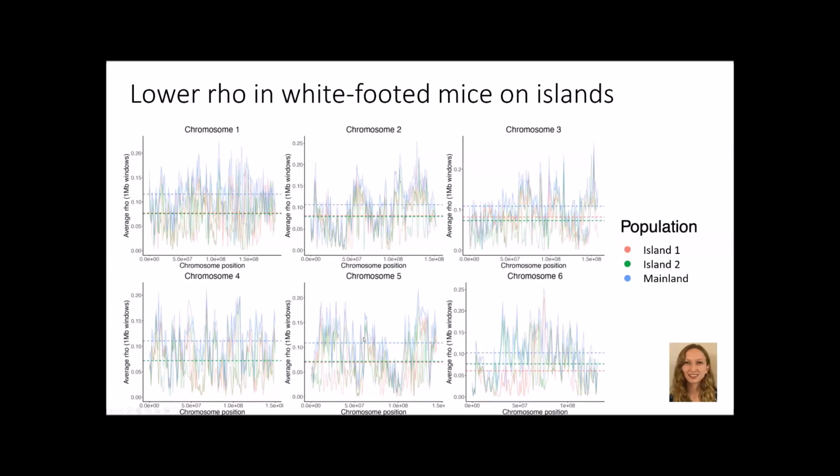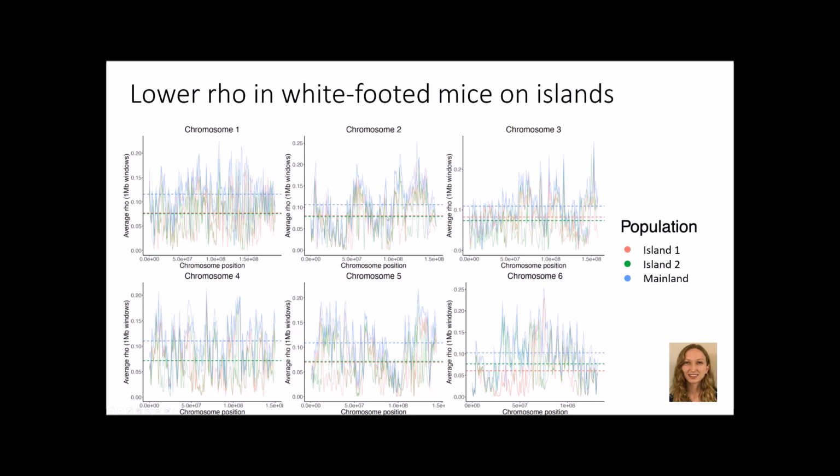This is very busy. I don't expect you to dig into this too much, but what we're showing on the y-axis for each chromosome is the average rho, the population recombination rate, in 1 megabase windows along the chromosome. And the dotted lines represent the average across the chromosome for each population, and they're color-coded on the right here, okay? There's the legend. And each of the fluctuating lines comes from an individual, because again, we can measure rho using each individual and then take an average, which is the dotted line.